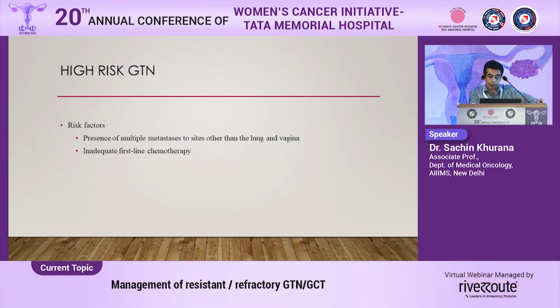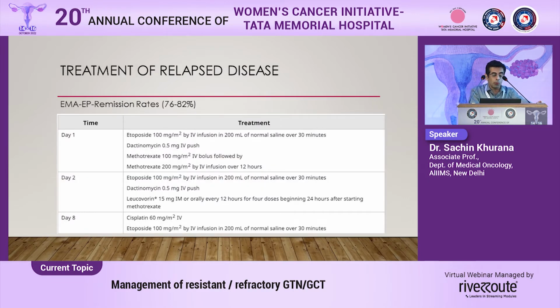So what for high risk GTN? Now, what are the risk factors? Again, presence of multiple metastases to sites other than lung and vagina, and inadequate first line chemotherapy, which I guess is the most important factor in our setting. So we all know about these regimens. If you have used EMACO, you can use EMA-IP. This is broadly the regimen of EMA-IP.